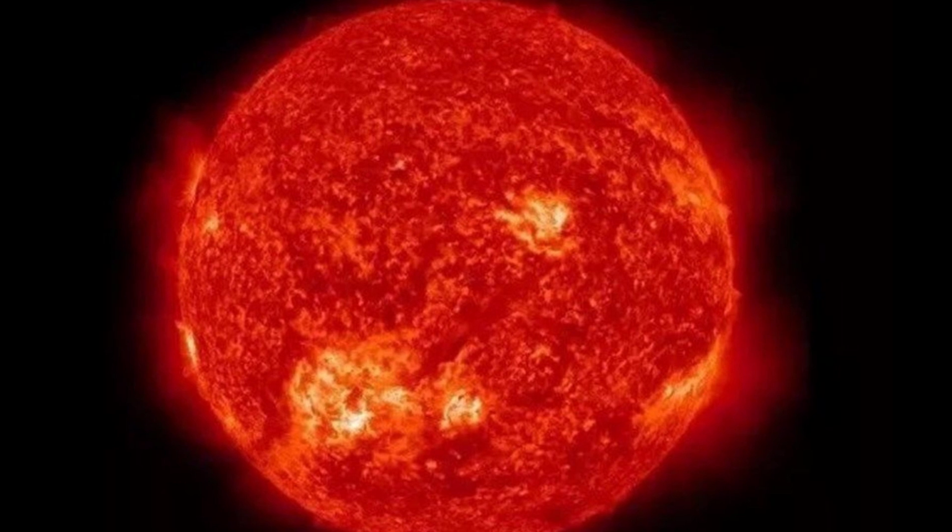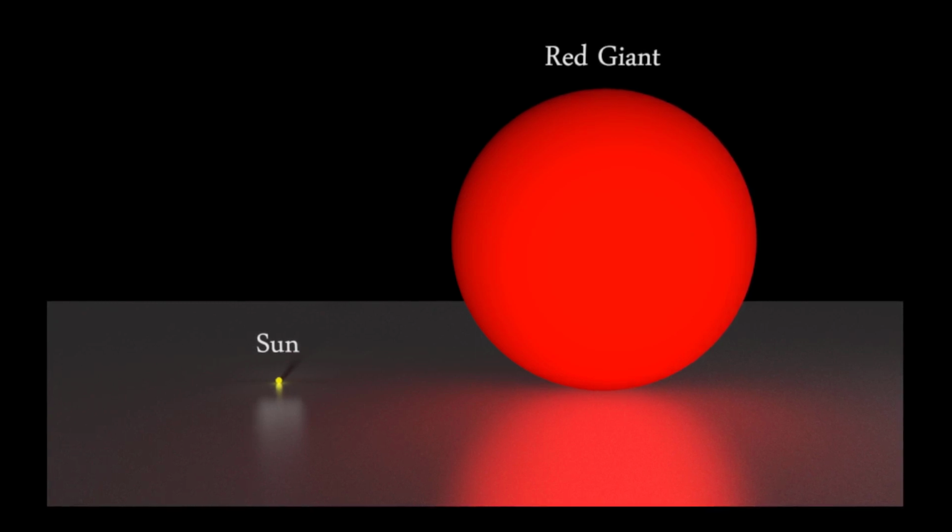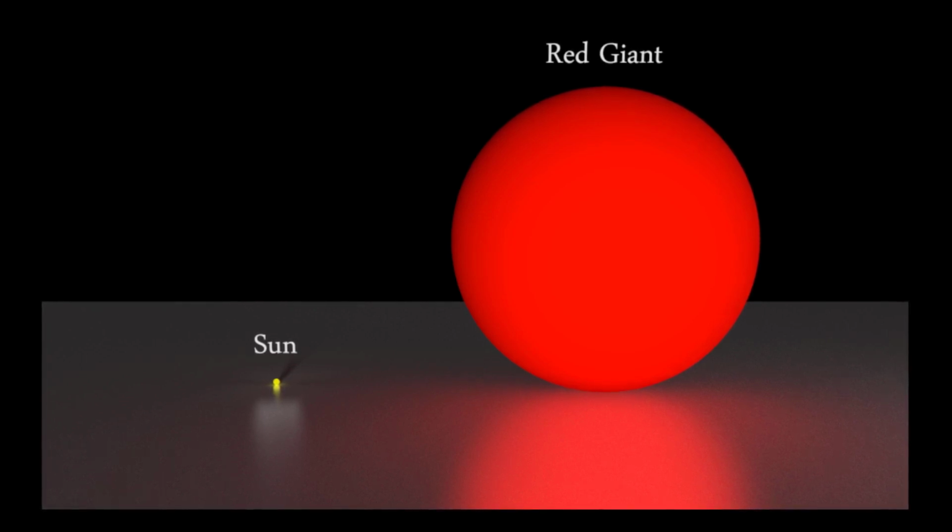During the red giant phase, the star becomes significantly larger than its previous size. In fact, a red giant can expand to many times its original diameter, engulfing planets and other celestial bodies that were once in its vicinity. The star's outer layers extend far beyond their previous boundaries, and its luminosity increases as well.